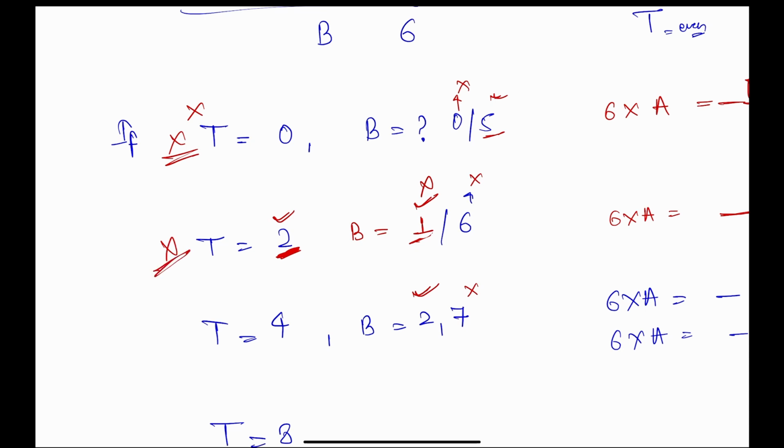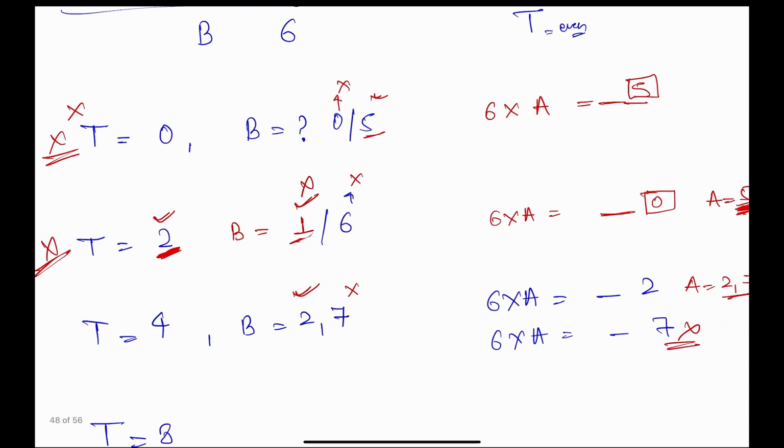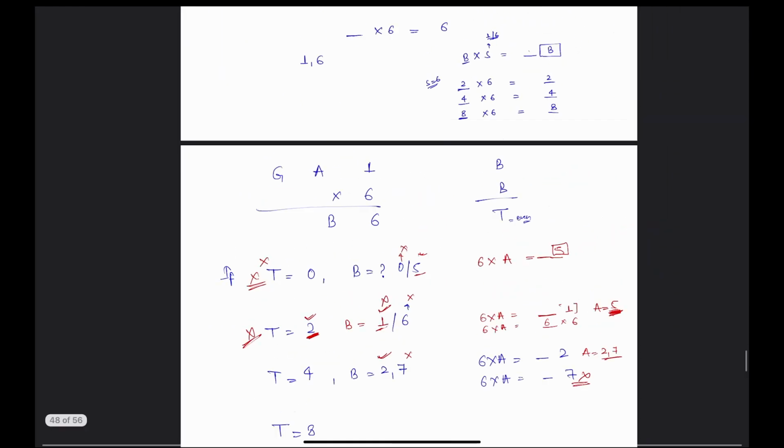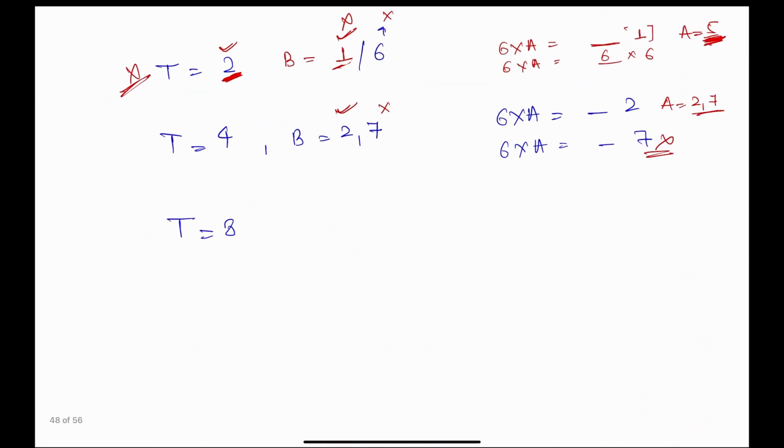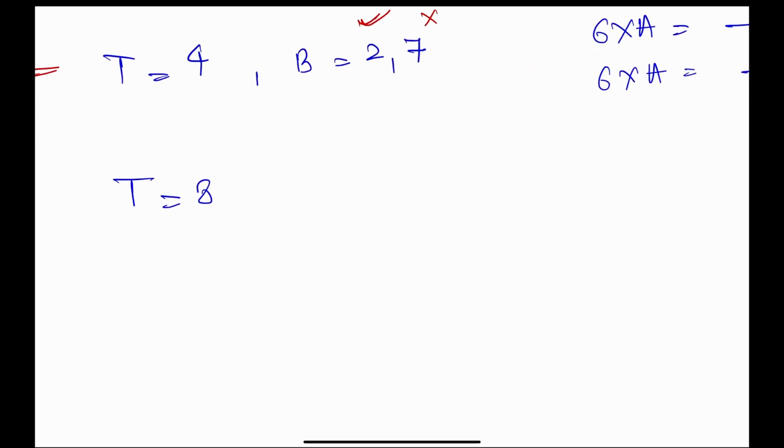How will it be possible? 6 into A with last digit 1? How is it possible? 1 is not possible. Neither is 6 into A with last digit 6. The only possible is when it's 6 or 1, and 6 and 1 are already taken by S and I. So this is also not possible. As of now, I can say this is possible. So let's move on to our next one.